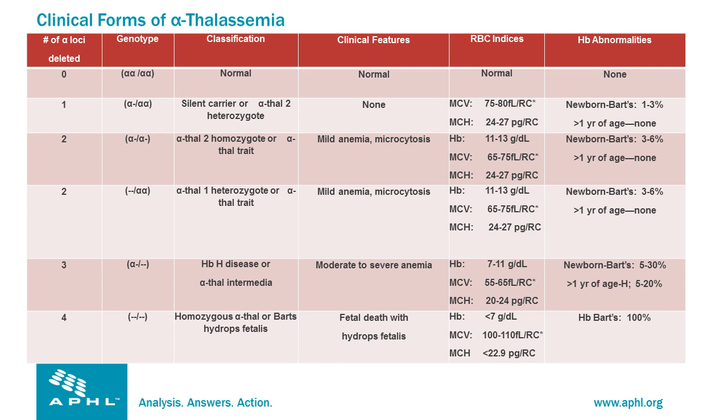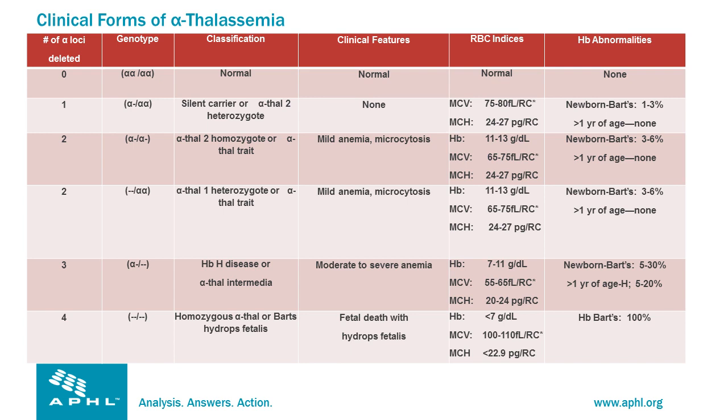When we have 2 alpha-globin genes deleted, we can have them 2 in the same chromosome or 1 in each chromosome. In this case, this is called Alphathal2 homozygote or Alphathal trait, and we have mild anemia, microcytosis. Hemoglobin is 11 to 13 grams, MCV 65 to 75 femtoliters, MCH 24 to 27 picograms. And at birth, we will have a little bit more hemoglobin Bart's, 3 to 6%, which will disappear as the baby grows up. In the case of the Alphathal1 heterozygote, which is also an Alphathal trait, we have similar clinical features and same red blood cell indices.